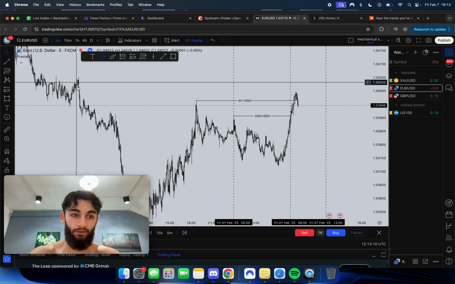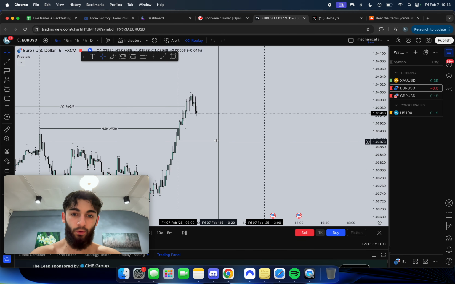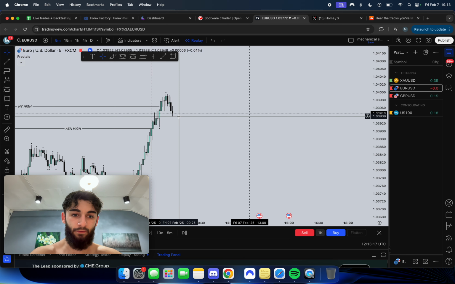There was also a 15-minute fair value gap. I mean, I know we're on the 5-minute, but on the 15 there was a fair value gap tap as well. So like triple confluence in terms of rejection off of those levels.